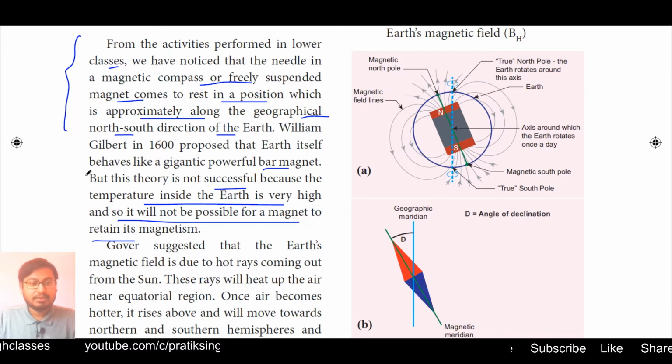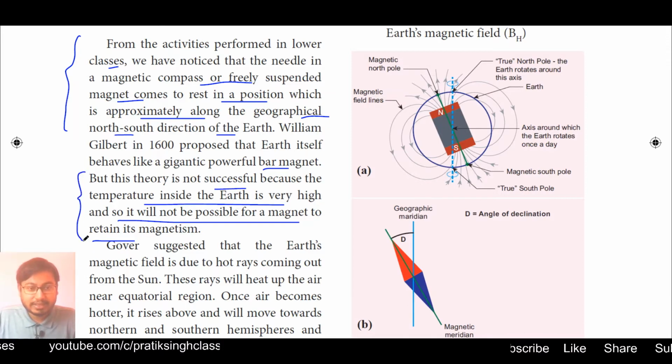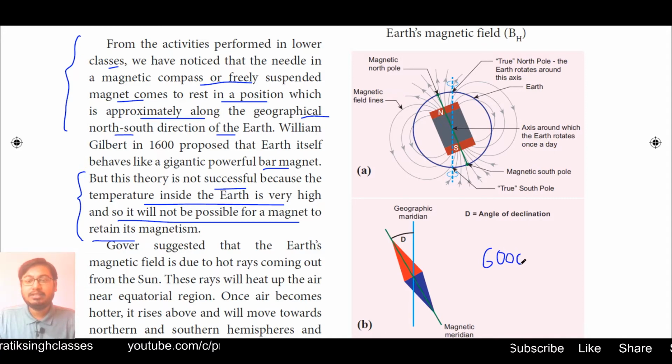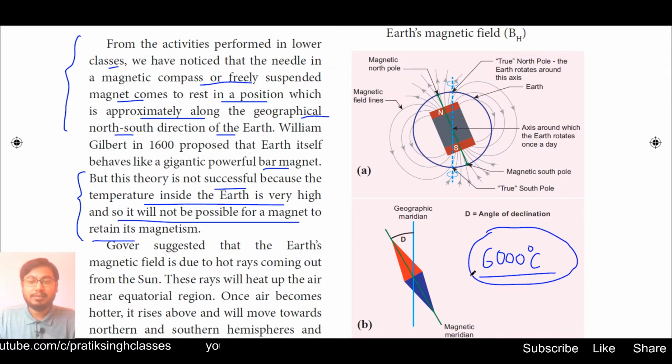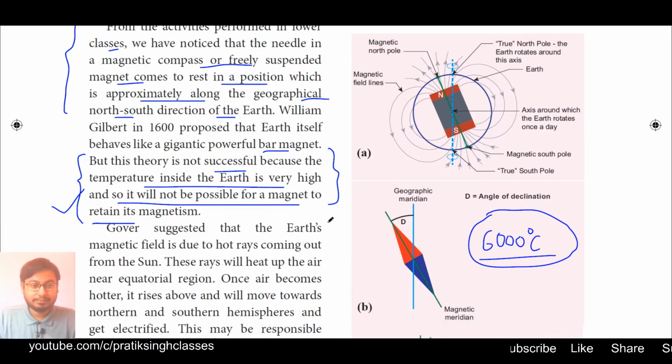Now the question arises: Mr. Gilbert has said that Earth behaves like a bar magnet, but the core of the Earth is at 6000 degrees Celsius, and there is a property of a magnet that as the temperature increases the magnetic property decreases, and at that high temperature no material can become a magnet. So how is it possible that the core of the Earth is at high temperature and still it behaves like a magnet? So this idea was discarded way back in the year 1600.